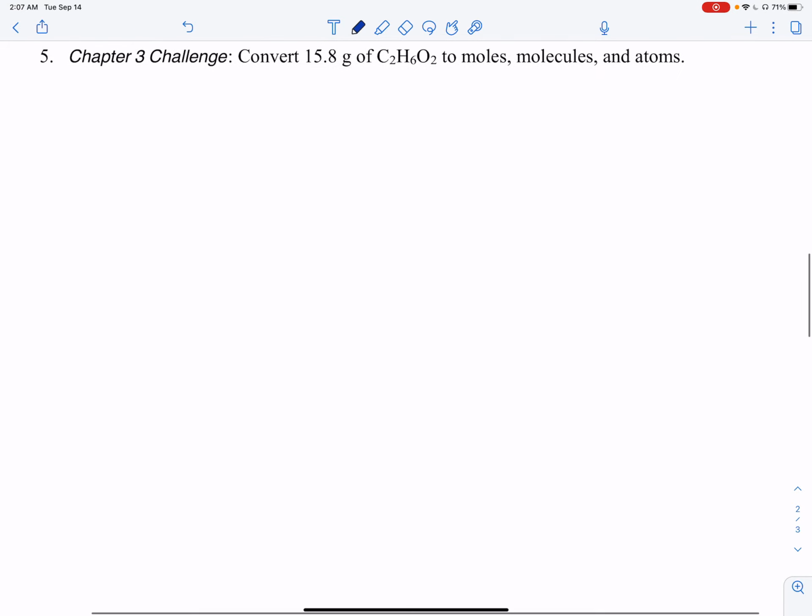Last question I have here is a Chapter 3 question. I know you guys are just starting Chapter 3 now or heading into it, but I'm going to work through this example. You can end the video here and watch this later, but I do want to work through this example because it is a fairly simple one. So the question says to convert 15.8 grams of C2H6O2 to moles, molecules, and atoms.